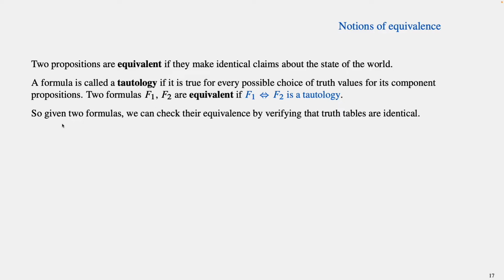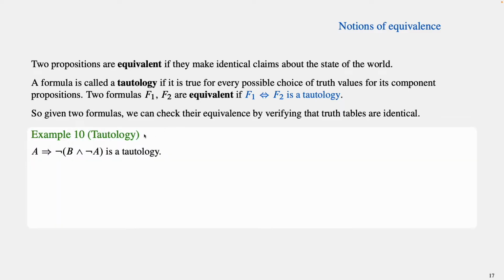In practice, that means if we are given two such formulas, we can check their equivalence by verifying that they have identical truth tables. So we take F1 and F2, write down their truth tables, and if they're identical, then we know F1 and F2 are equivalent. So I want to illustrate this with examples. First, an example for a tautology. Here I have the proposition, or the formula to be precise, A implies the negation of B and not A.